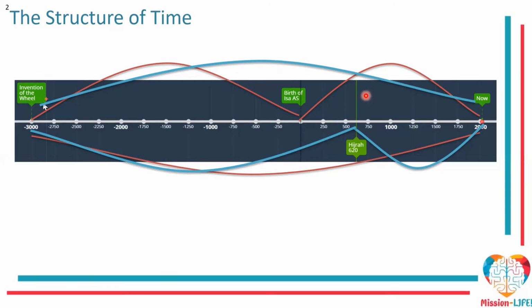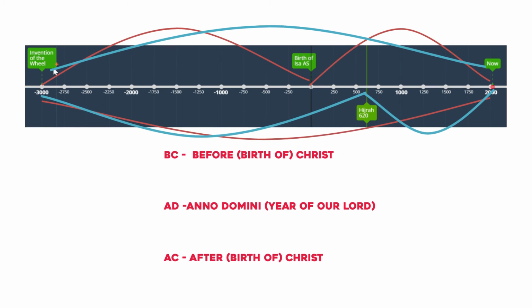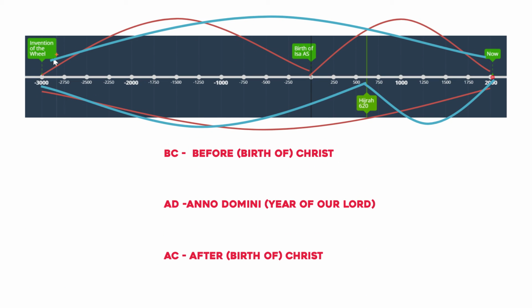Now coming to those labels. When we see BC after any number, it means X many years before the birth of Christ. And AD before any number means X many years after his birth. AD stands for Anno Domini, which means in Latin, year of our Lord. And that's why some Muslims prefer to write AC, meaning after the birth of Christ.